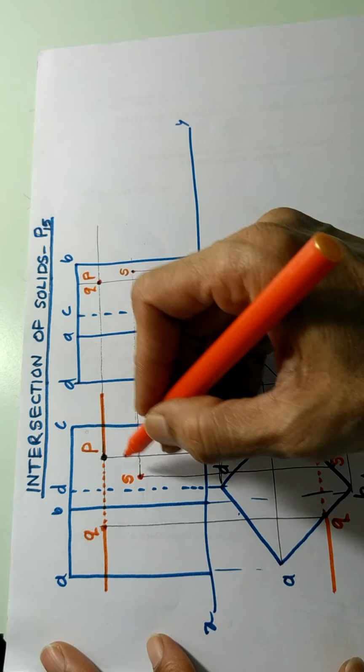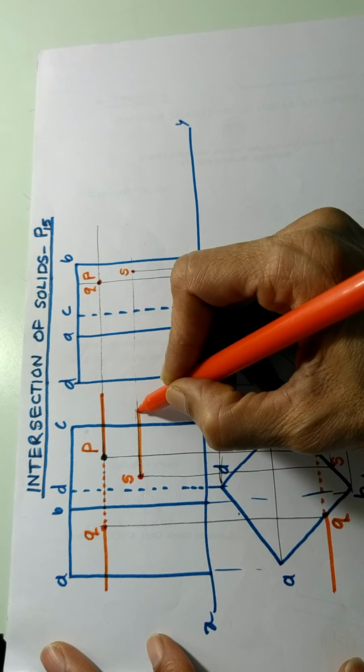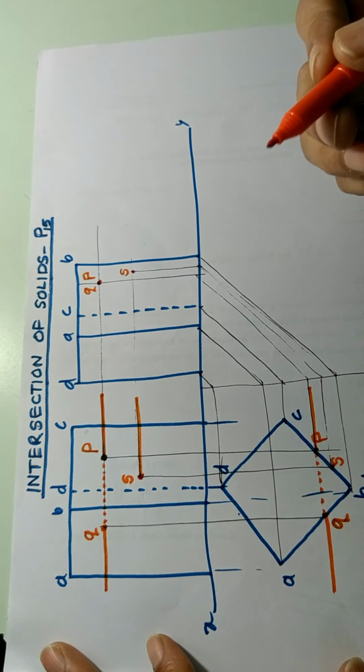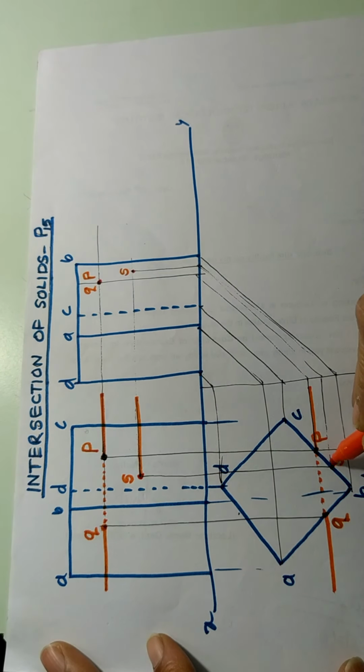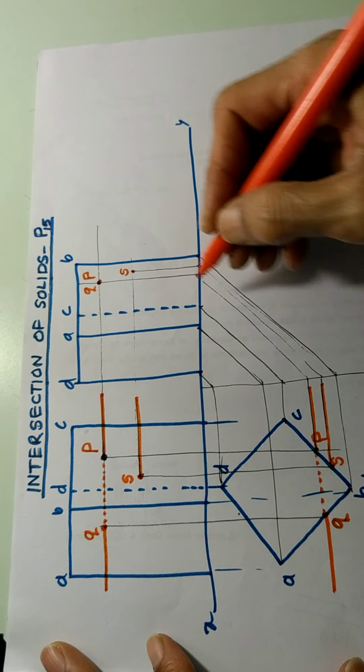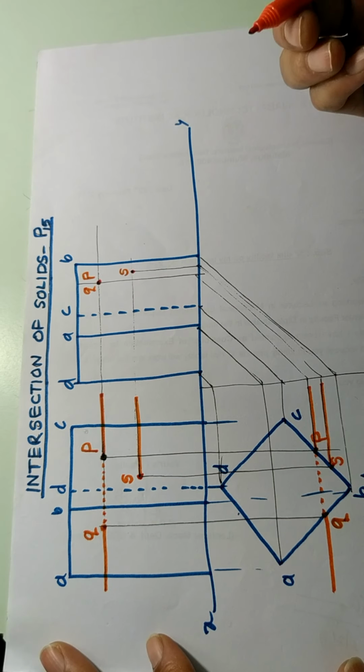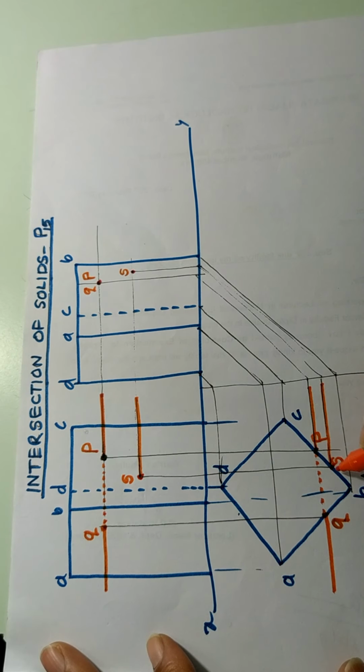Now like this example, we draw a line which will touch the prism at point S. So that line will be here. That line will be here. Okay. Now same way, this line will go into the prism and it will come out of the prism like this. So this is S and this point is T.